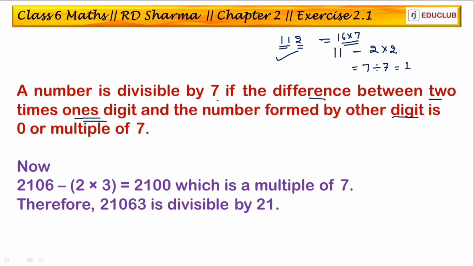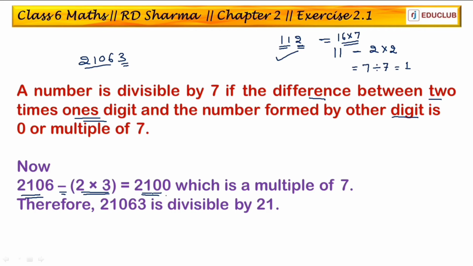A number is divisible by 7 if the difference between two times the one's digit and the number formed by the other digits is 0 or a multiple of 7. Now we have the number 21063. Its one's digit is 3, so two times the one's digit is 6, and the remaining number is 2106. Let us see the difference.